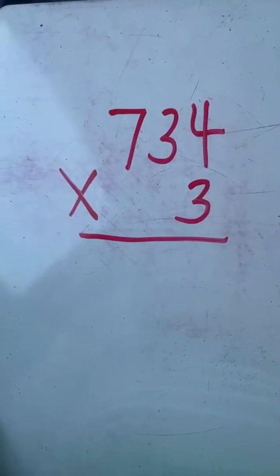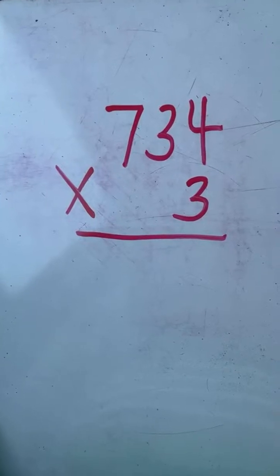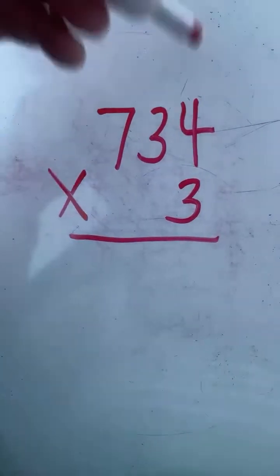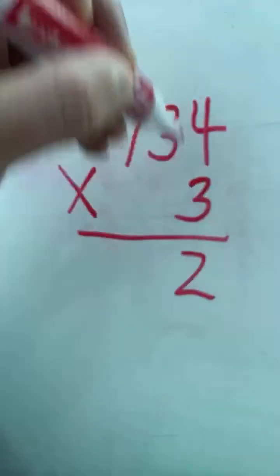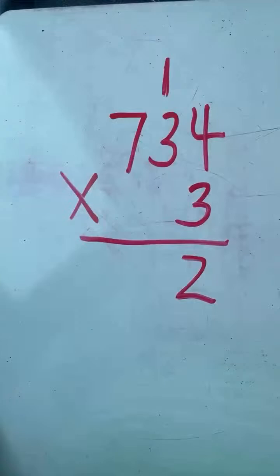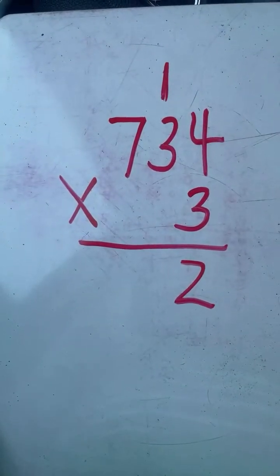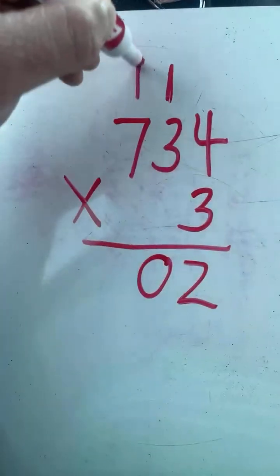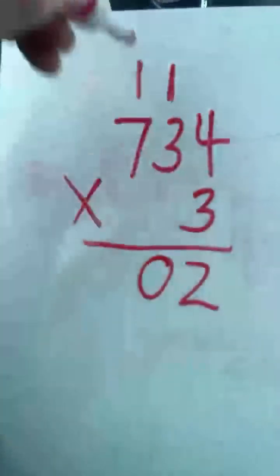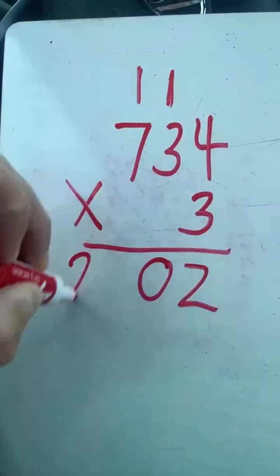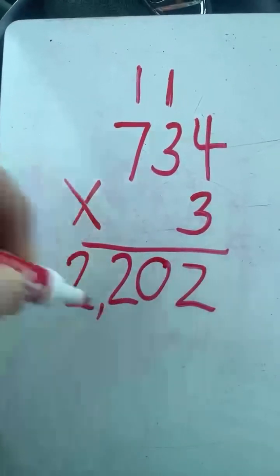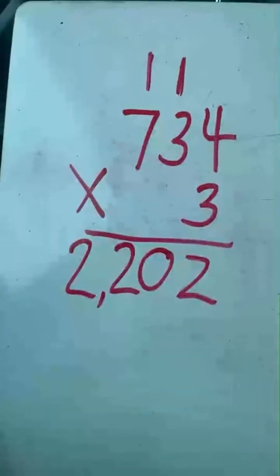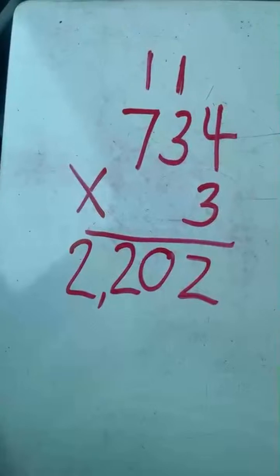734 times 3. 4 times 3 equals 12. 2 carry the 1. 3 times 3 equals 9, plus 1 equals 10. 0 carry the 1. 7 times 3 equals 21, plus 1 equals 22. And we have our final answer. 734 times 3 equals 2,202.